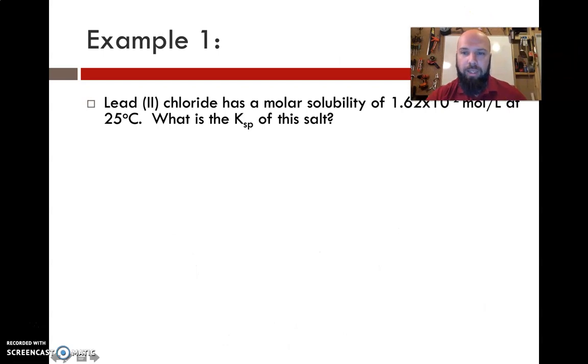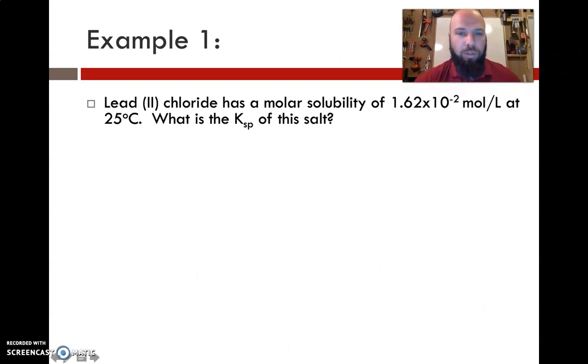Let's do an easy example here, and we're going to define one more term, molar solubility. So it says lead 2 chloride has a molar solubility of 1.62 times 10 to the negative 2 moles per liter at 25 degrees Celsius. What is the KSP of this salt? So notice that molar solubility has a unit, and it's moles per liter. And this is how much of a specific mole of an ion in the compound could be dissolved.